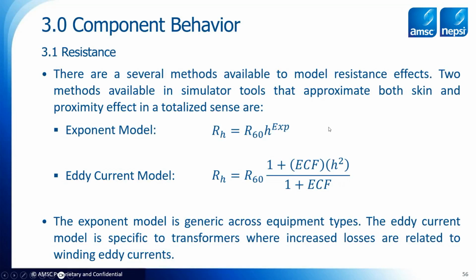However, for transformers, and if you look at C57.110 in the standard, you'll find this relationship where the resistance in the windings is increasing by the harmonic squared according to this relationship and this eddy current factor, this ECF number. So this is specific to transformers, and the other is more of a generic model. I personally like the generic model, and I've had great success with it in getting to match calculations. And I also like that it's slightly conservative.